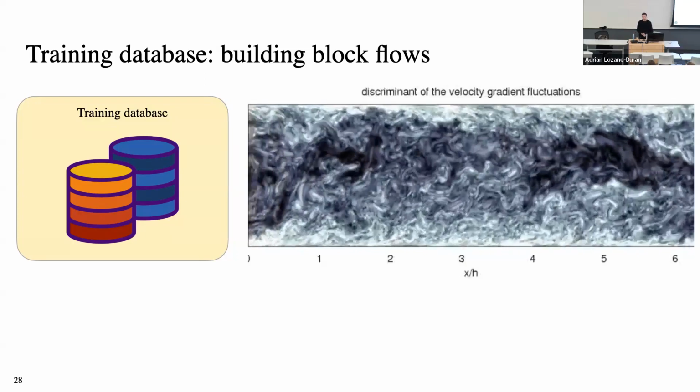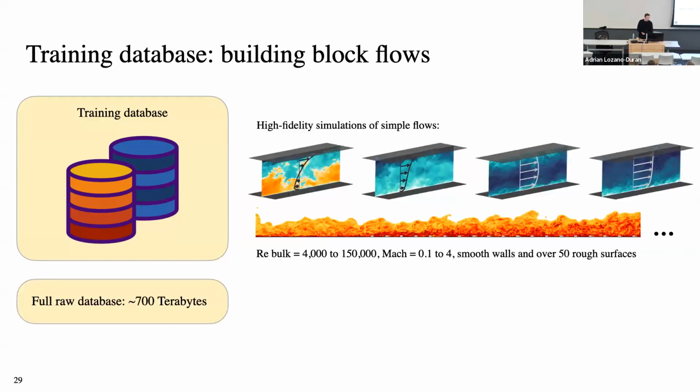Just to give you an idea, even if the cases are simple, they are still computationally expensive. We have been generating this database for a while. The full raw database is of the order of 700 terabytes. This is raw; it's not that we feed this to the model. This is the data that we run, and from it we extract the quantities that we care about. We have to digest this, and this is what goes to the model.